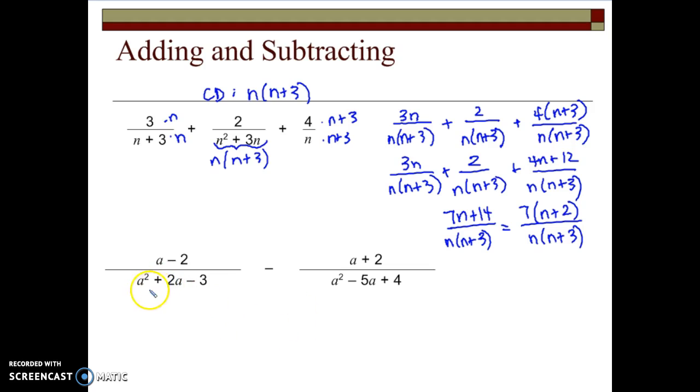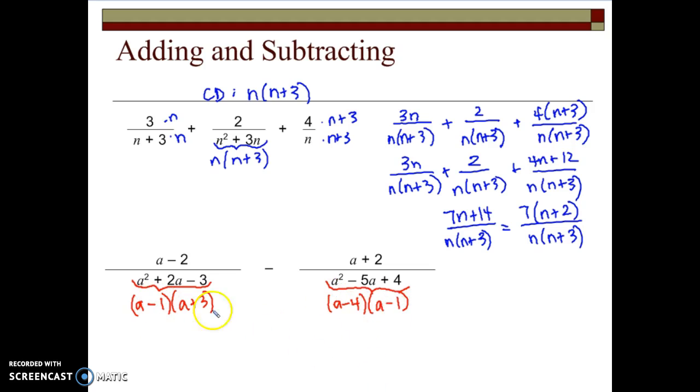And for the last one, I have a squared plus 2a minus 3 and a squared minus 5a plus 4. So if I factor it, I want to multiply to negative 3 and add to 2. So I end up with a minus 1 times a plus 3. And over here, I want to multiply to 4, but add to negative 5. So that's going to be a minus 4, a minus 1.